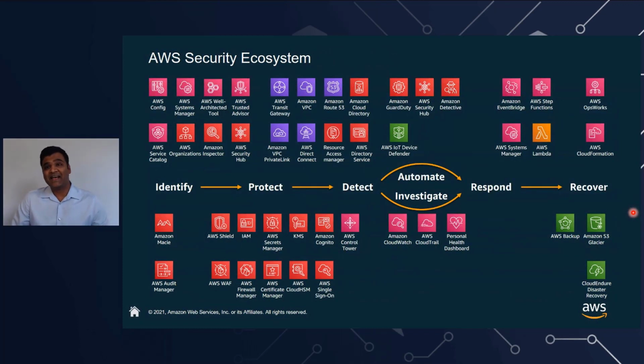Now, an SAP customer has access to these 45 services to tackle the most demanding security requirements to run SAP on AWS. Based upon how you configure these services, it can help you to identify, protect, detect, respond, and recover from security incidents automatically. Now, it could be even semi-automatically or manually as well.